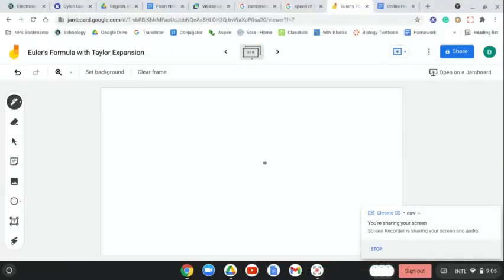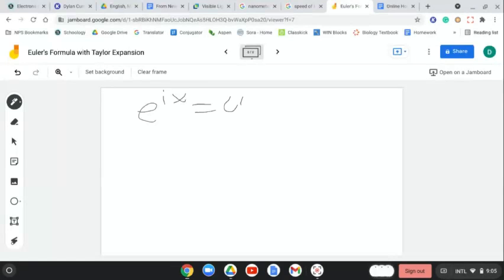Hello guys, this is Math for Fun, and today we're going to be showing why Euler's formula is true. So Euler's formula makes the following statement: e to the ix equals cosine of x plus i sine of x. All right, and we're going to prove this using Taylor expansion.